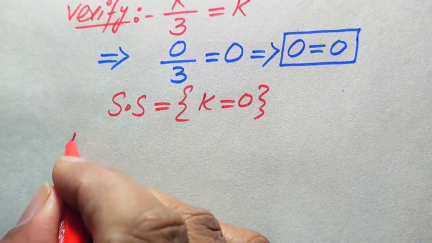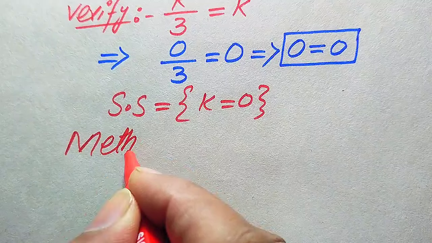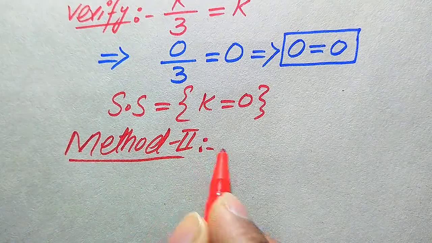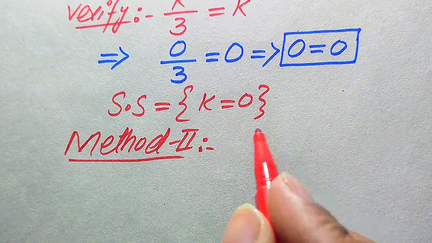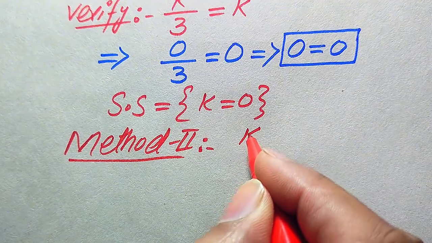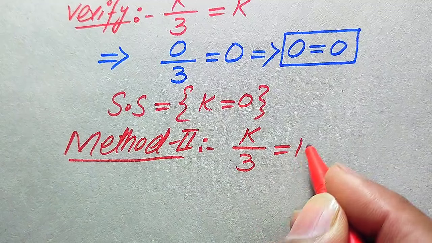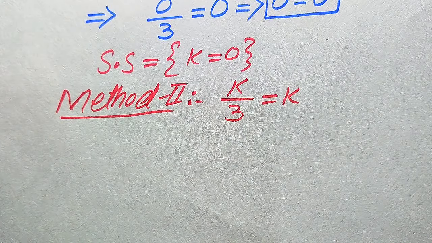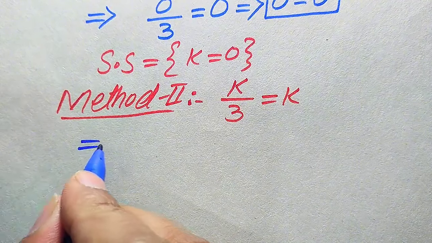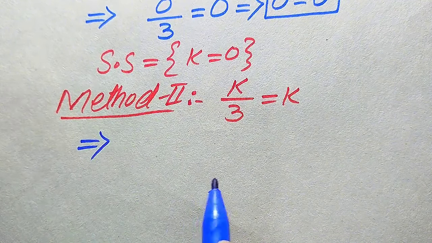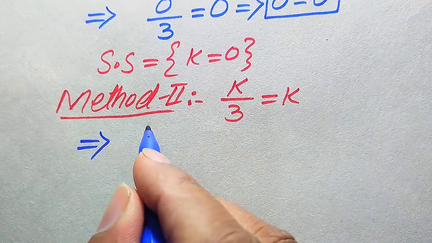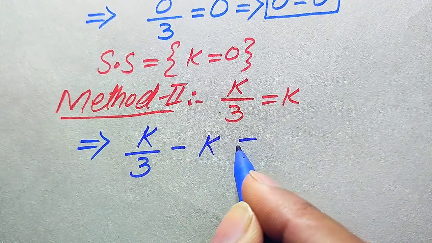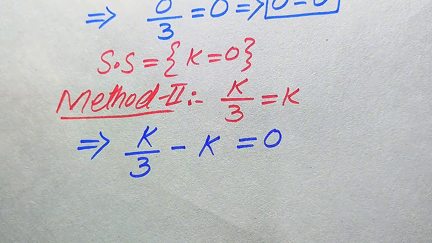And now we again solve this problem with a second method, and in the second method we need to copy down the given question statement here. Our given question statement is k divided by 3 equals k. Here we use the LCM technique to find the roots of this equation. For this we first move this k to the left-hand side, and it becomes k divided by 3 minus k, and this whole expression equals 0.